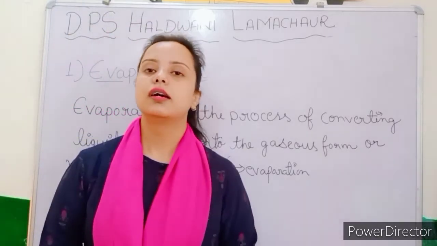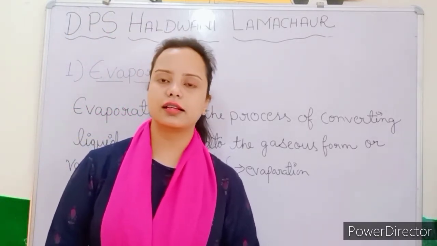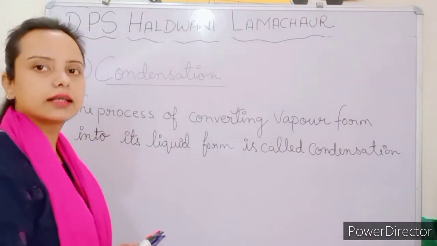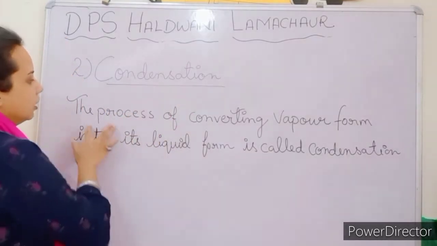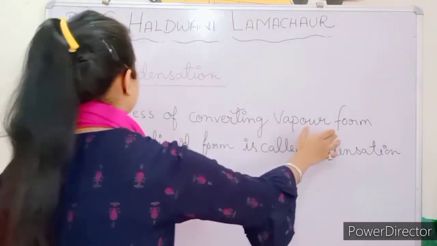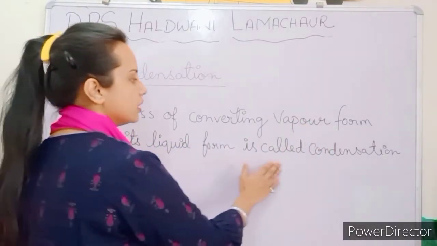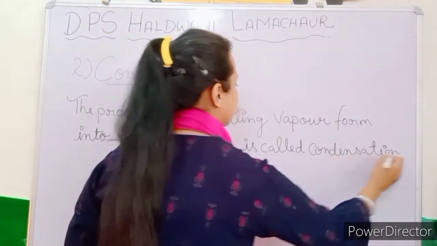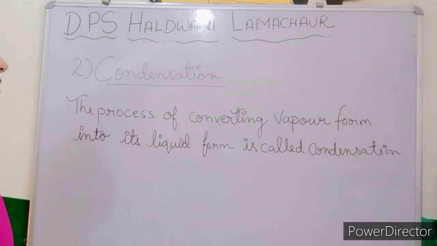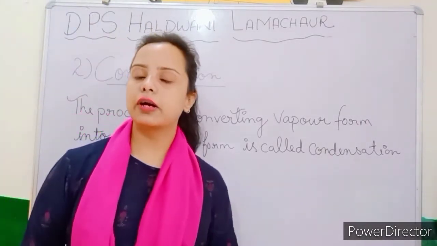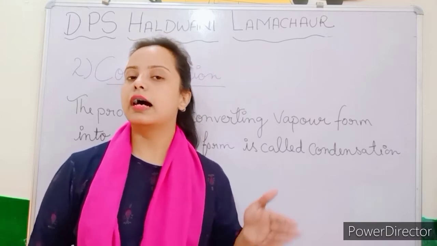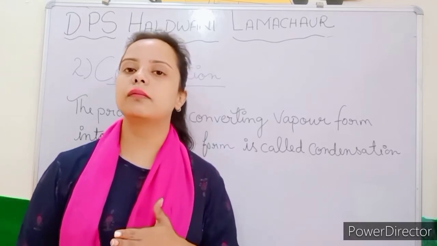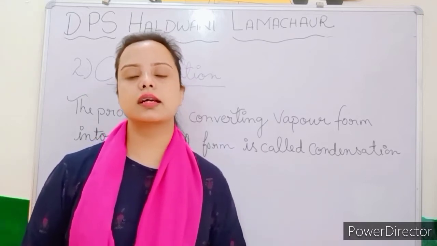Now let's move to the next process, that is condensation. The next process that is involved in the water cycle is condensation. The process of converting vapor form into its liquid form is called condensation. In evaporation, the water is converting into vapor, and when that vapor converts into its liquid form, that process is known as condensation.